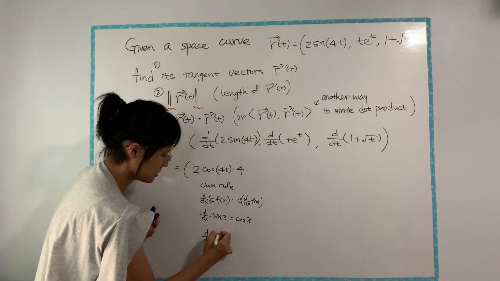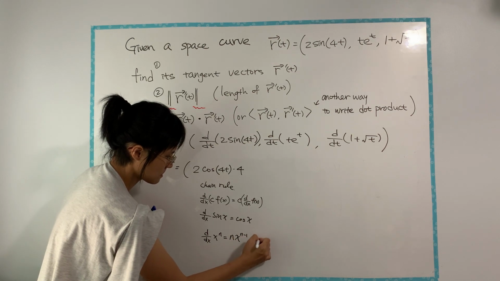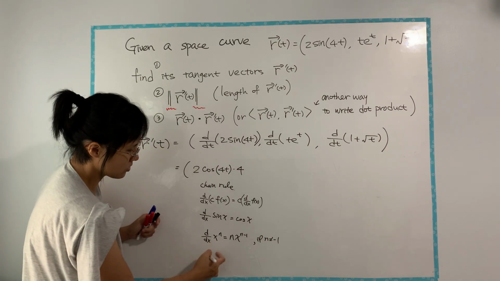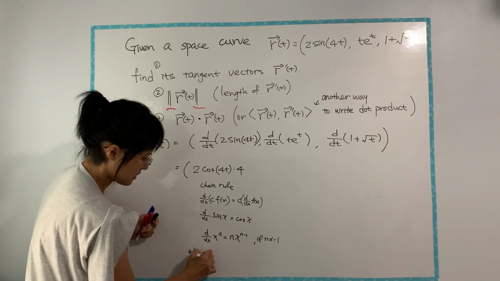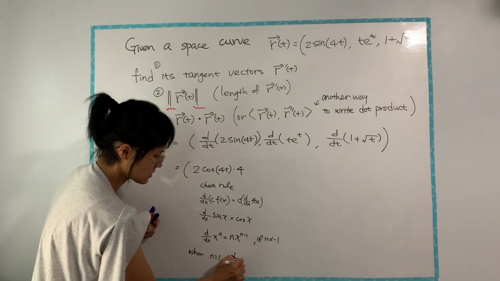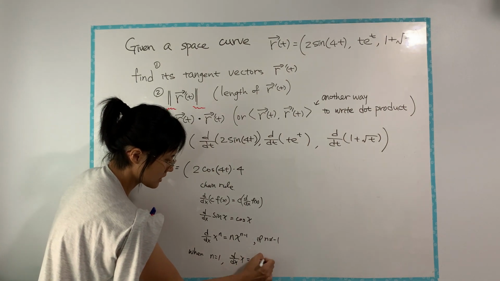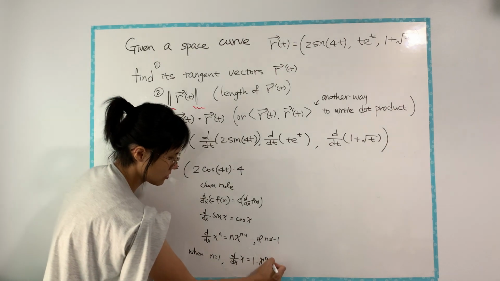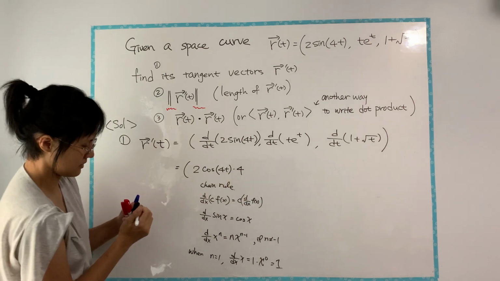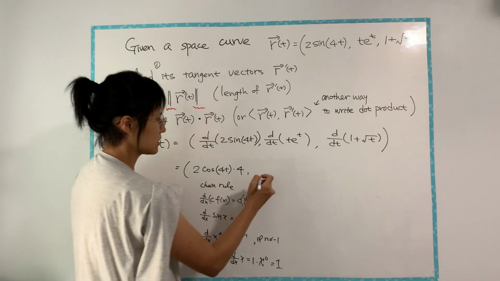Then I use the power rule where n equals 1. So when n equals 1, you have d/dx of x to the power 1 equals 1 times x to the power 0. x to the power 0 is equal to 1, so 1 times 1 is equal to 1. That's how I get 4 times 1. Okay, d/dt of t is equal to 1. All right, move on to the next.